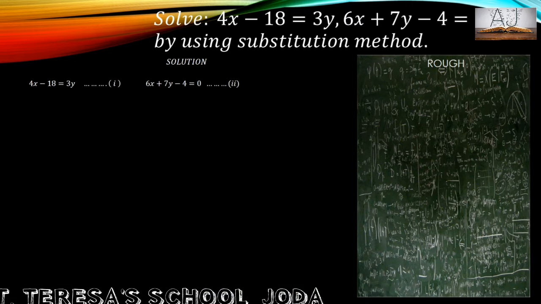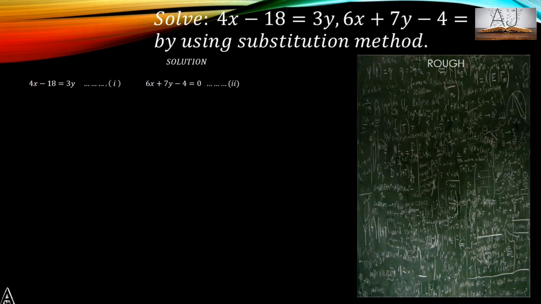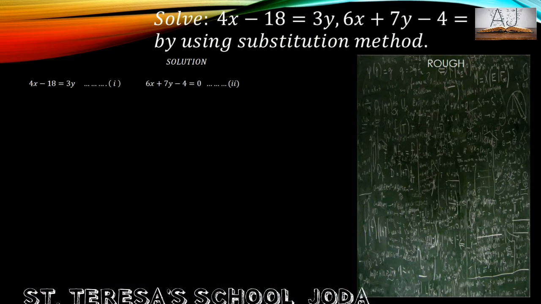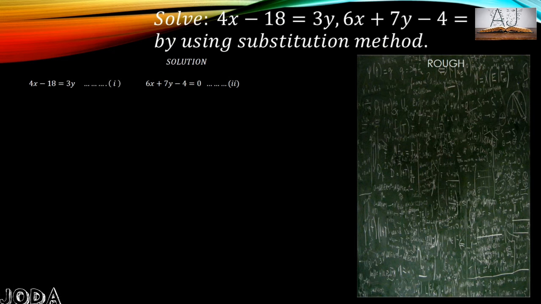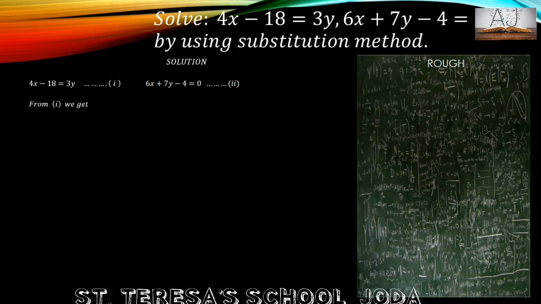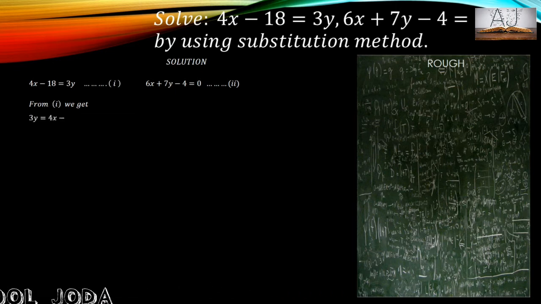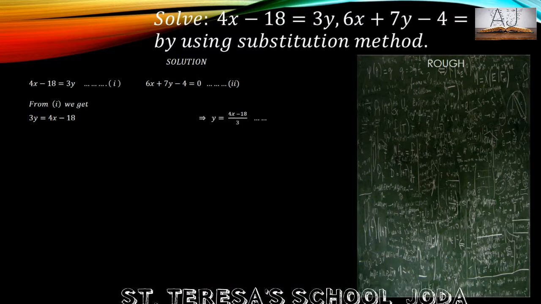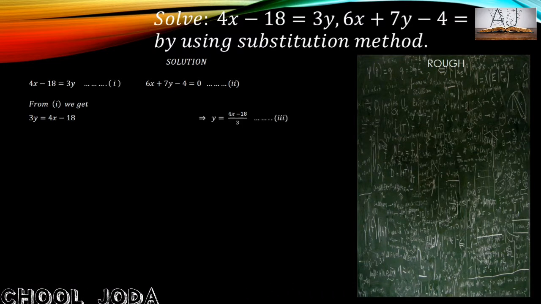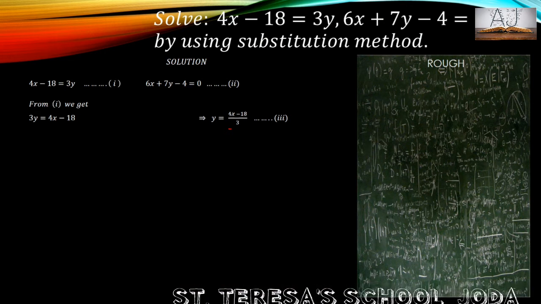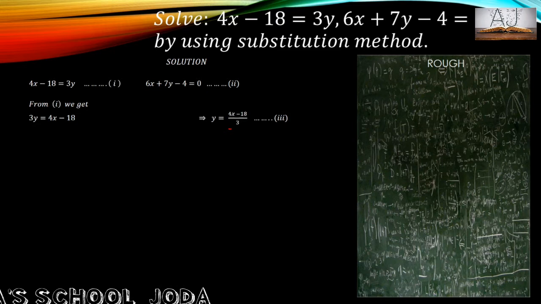So here is the solution. The first equation is 4x minus 18 equal to 3y. Let us make it in the format. The second equation is 6x plus 7y minus 4 is equal to 0. Now we'll take the first equation maybe, and make y the subject there. So from the first equation I am making y the subject. How? 3y equal to 4x minus 18. So y equal to 4x minus 18 by 3. That means I have got y as the subject, y in terms of x.